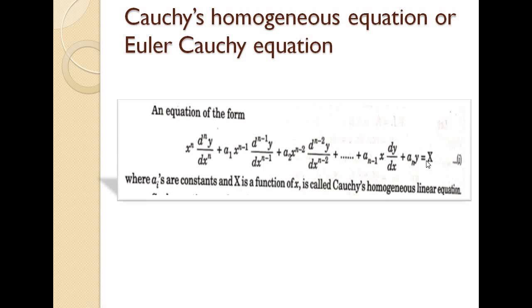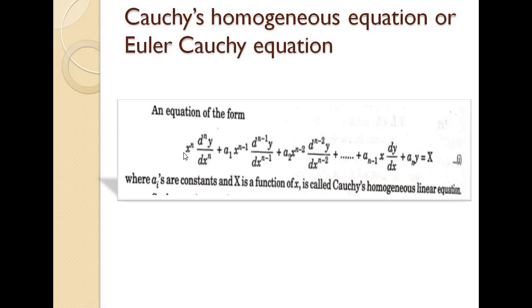If we observe the coefficients, it is not a constant coefficient equation, because the coefficients of the derivatives of the dependent variable are not constants. Therefore, it is not a constant coefficient equation. It is a variable coefficient equation. Here the coefficients are functions of x, so we can call it a variable coefficient equation.